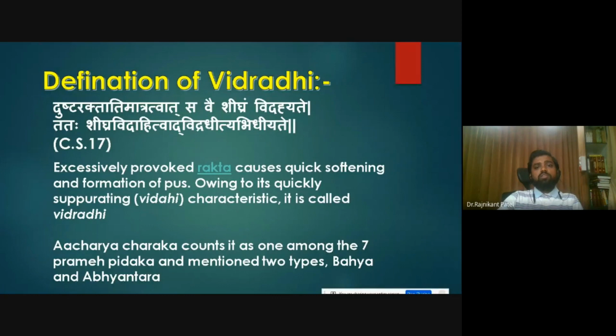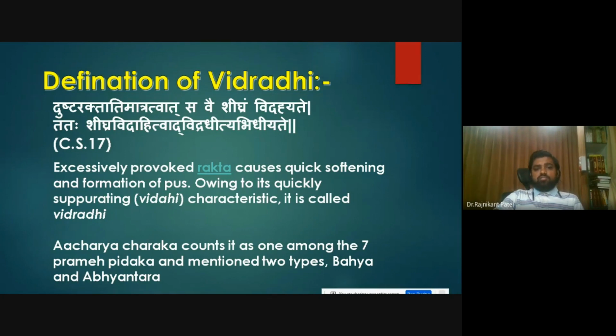Okay, so now coming to Ayurveda. Acharya Charaka, in Sutrasthana 17th chapter, has given a definition of Vidradi. So this osteomyelitis comes under Vidradi. I have picked up this definition. Drushta Raktatvat Ati Matratvat Sa Ve Shigram Vidahyate Tatah Shigra Vidahitvat Vidradi Tam Abhidhiyate. So excessively provoked Rakta Dhatu causes quick softening and formation of pus. Owing to its quickly suppurating characteristic, it is called Vidradi.